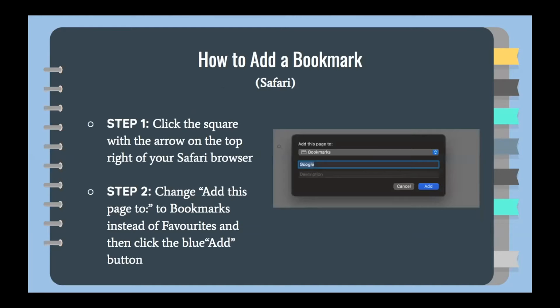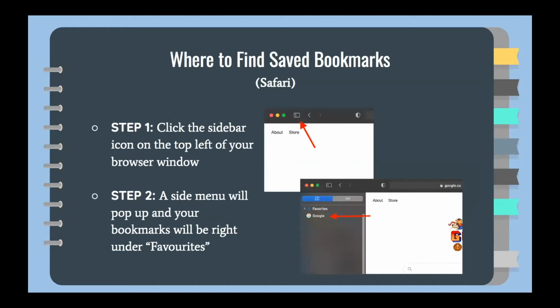Now, how to add a bookmark in Safari, which we'll go over later. Click the square with the arrow on the top right of the Safari browser. Change Add This Page to bookmarks instead of favorites, and then click the blue Add button. You can also rename, of course.